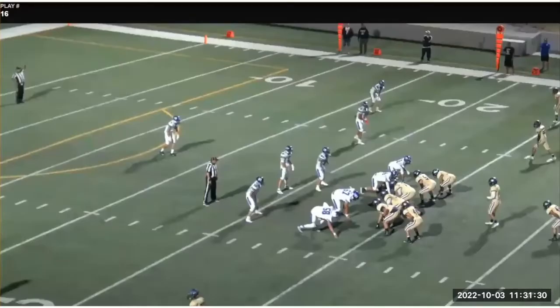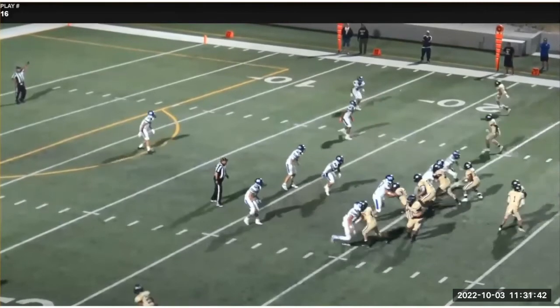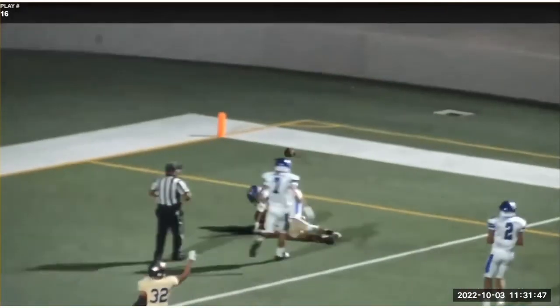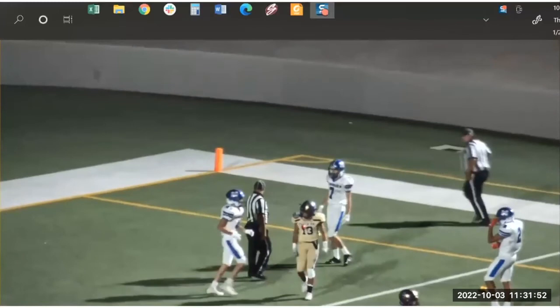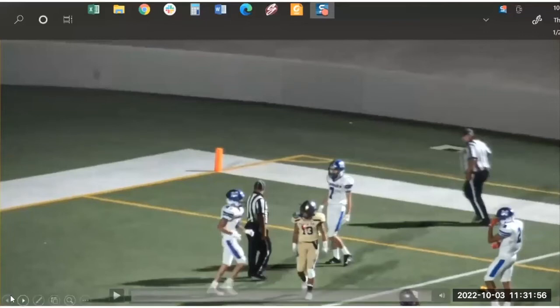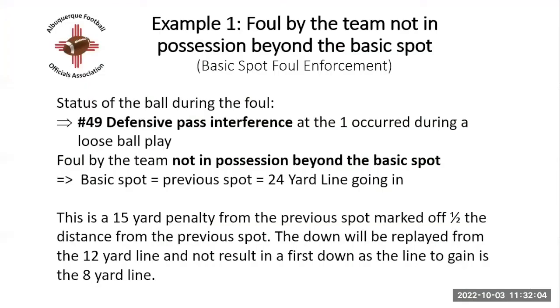Okay, here's the play. In this play, number 49 is going to have a pass interference occurring at the 1-yard line. So let's take a look at it, let it roll. Right there's the hit. Flag down at the 1-yard line. I'm going to run that through one more time. Okay, down the goal line near the pylon. That's where our foul is going to occur. It's on the defense.